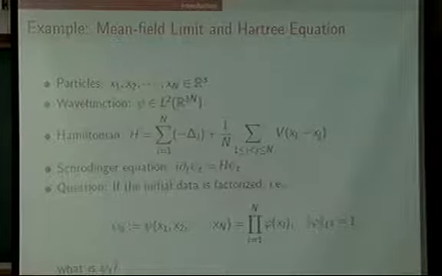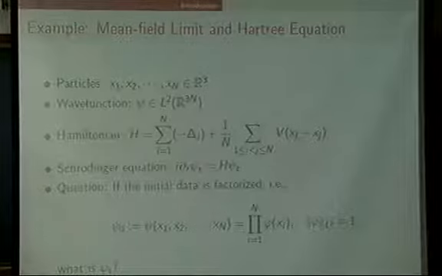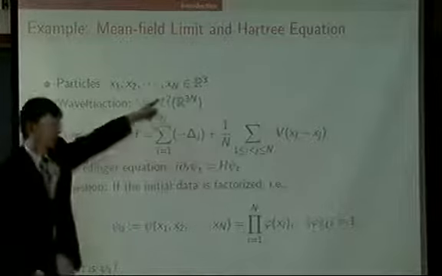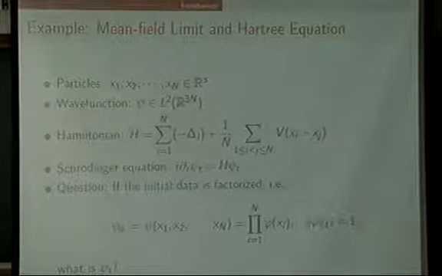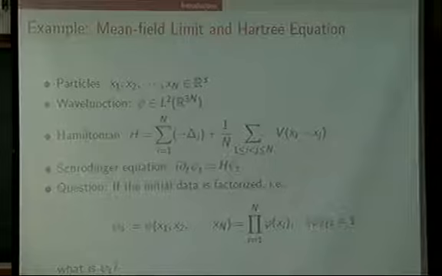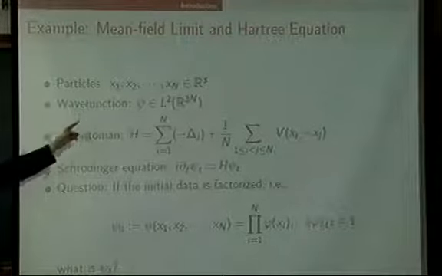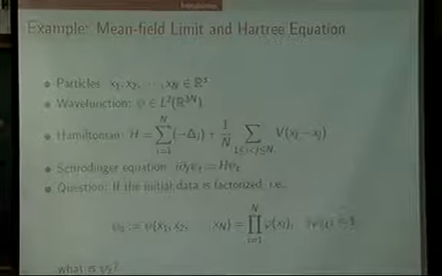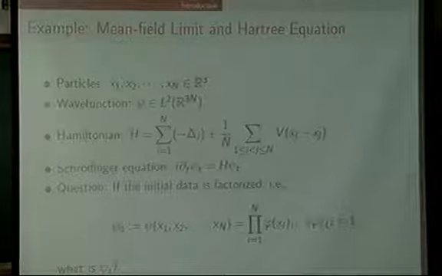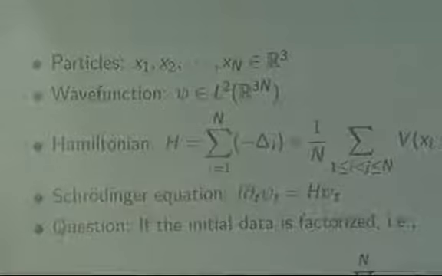So here's the first example: mean field limit and the Hartree equation. We only have 4 basic laws. The first one is that the particles have coordinates in R3, from x1 to xn. So we have n particles if you think of it as a physical system. If you think of it as a mathematical problem, then you have n variables, and each of them is in R3. The wave function physically describes a given system, and mathematically it's just a function in L2. Because we have n variables in R3, the wave function psi must be in L2 of R3n.